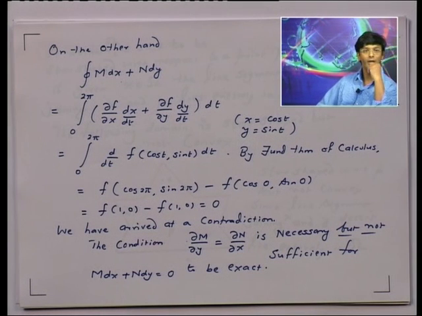So what is that thing? It will be d by dt of f, the total derivative of f, correct. So we are getting d by dt of f of cos t, sin t, dt.